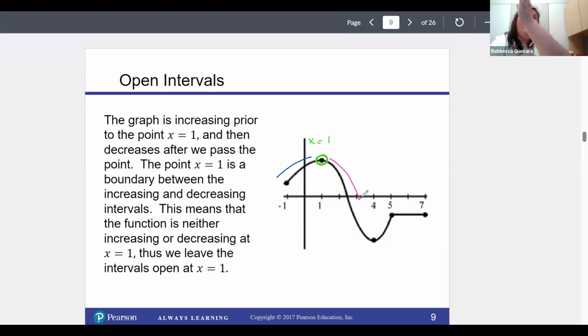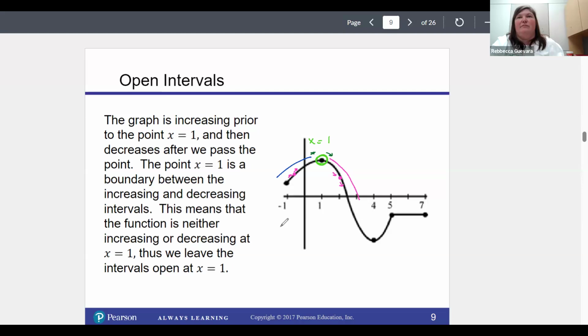Because it's the boundary where one ends and the other starts, we just take it out of the interval. For a point to be included in an increasing interval, like this point here, I have to be increasing on both sides of it. Same theory: this point is part of my decreasing interval because I'm decreasing on both sides of it. The problem here is that I'm increasing on one side and decreasing on the other side. I'm not doing the same thing. So that's why we pull that point out and don't include it in those intervals.